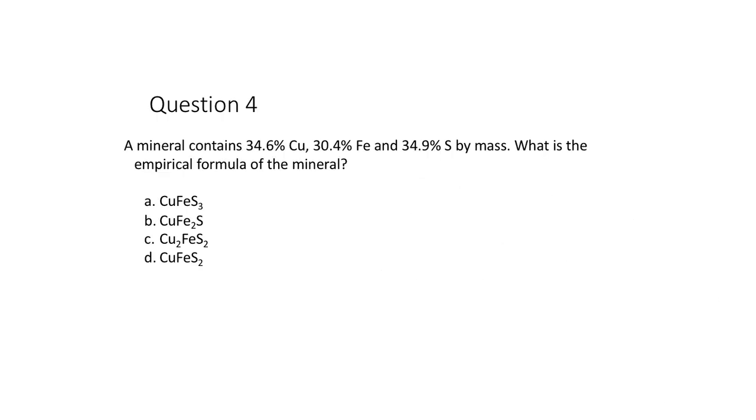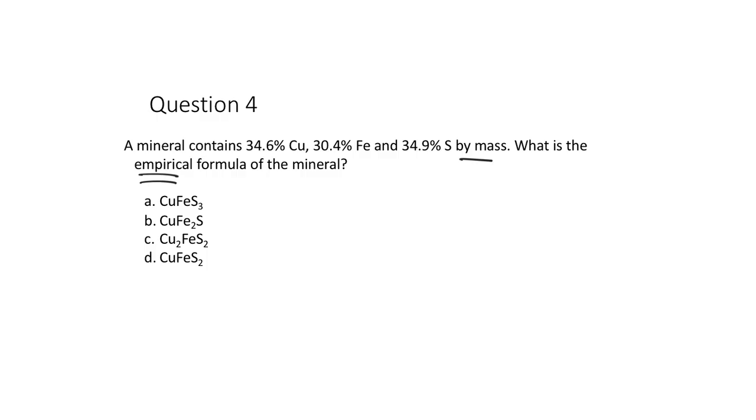Question 4: a mineral contains these percentages of copper, iron, and sulfur by mass. The mass percentages we can relate to the mole percentages or fractions, and then we can relate those to hopefully a whole number ratio to get the formula. So the best we can do with percent by mass data is an empirical formula.